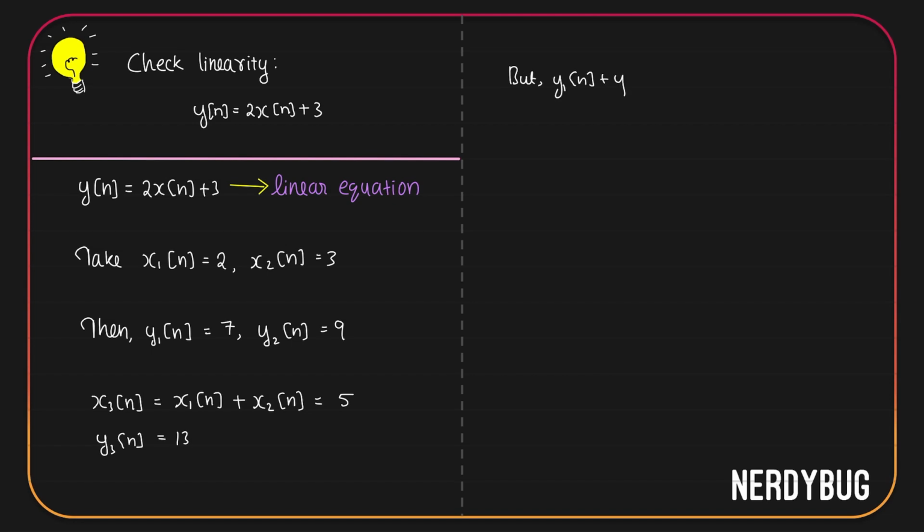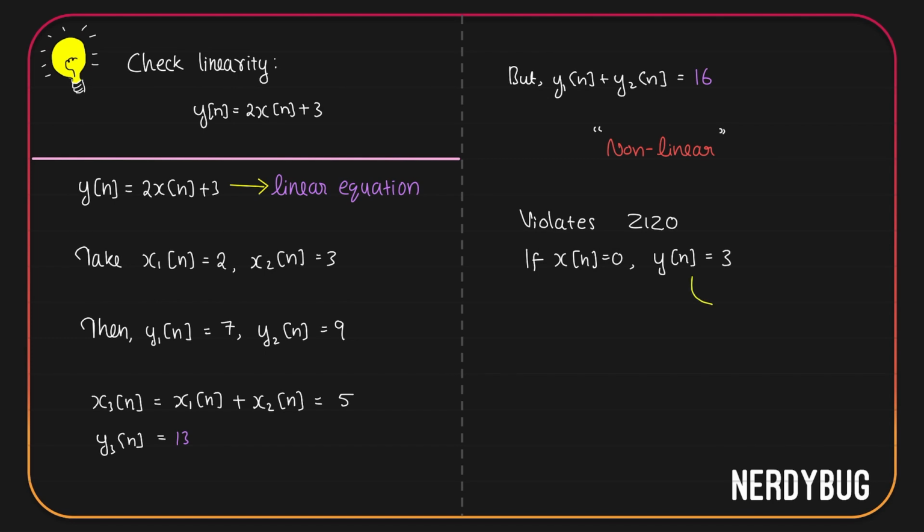y1 of n plus y2 of n is 7 plus 9, that is 16. So input x1 of n plus x2 of n did not give us y1 of n plus y2 of n. So it is non-linear. And not just that, this system also violates the 0 input, 0 output condition. If you give x of n equal to 0, that is 0 input, y of n will not be 0, it will still give you 3.